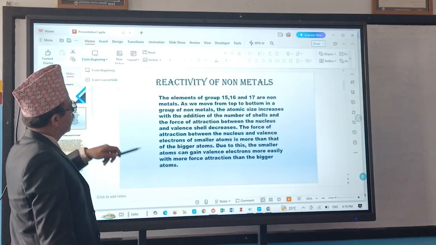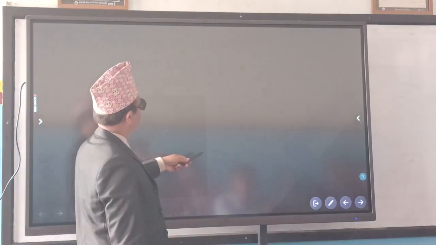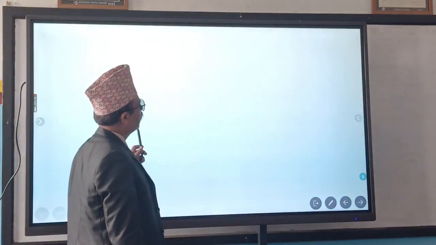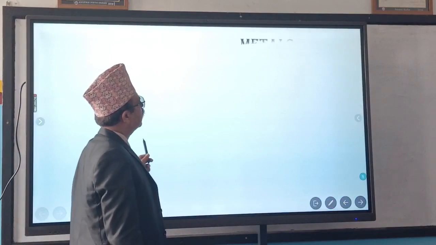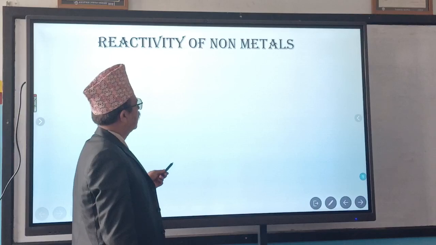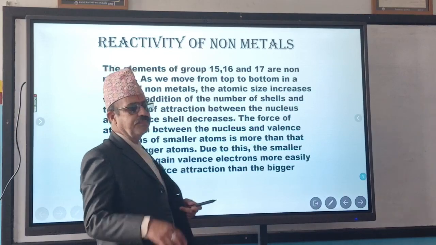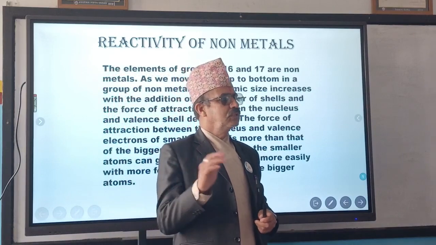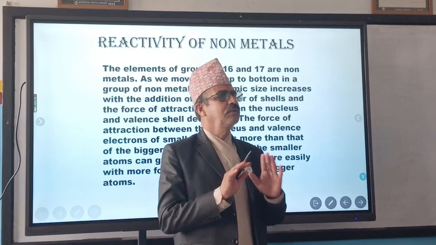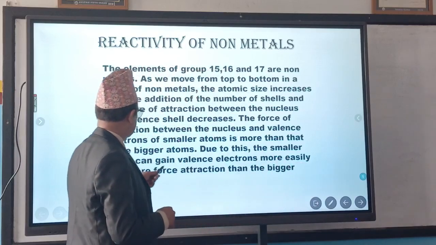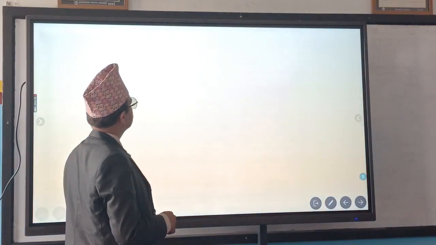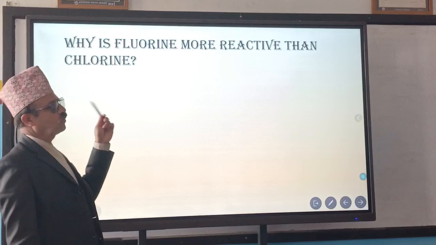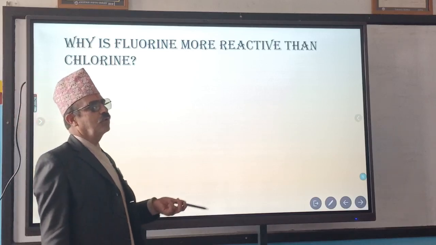Okay, children. Reactivity of non-metals we discussed earlier. So here you must remember whether that is metal or non-metal. If it is non-metal, bigger atom has low reactivity, smaller atom has high reactivity. Finished. Next one, which is more reactive? Fluorine is more reactive than chlorine. Why is fluorine more reactive than chlorine?